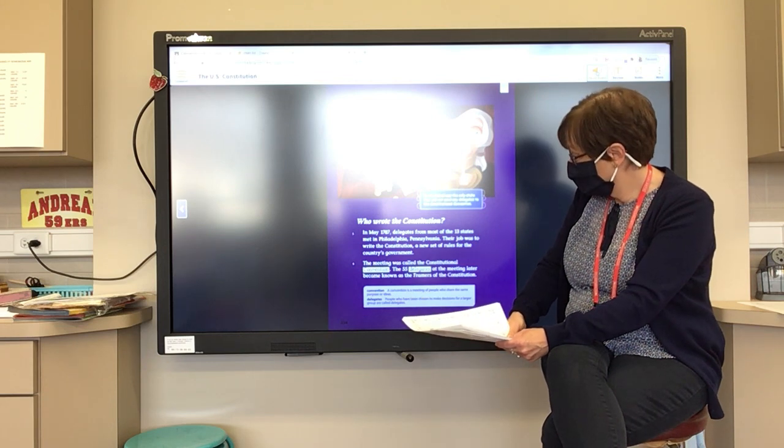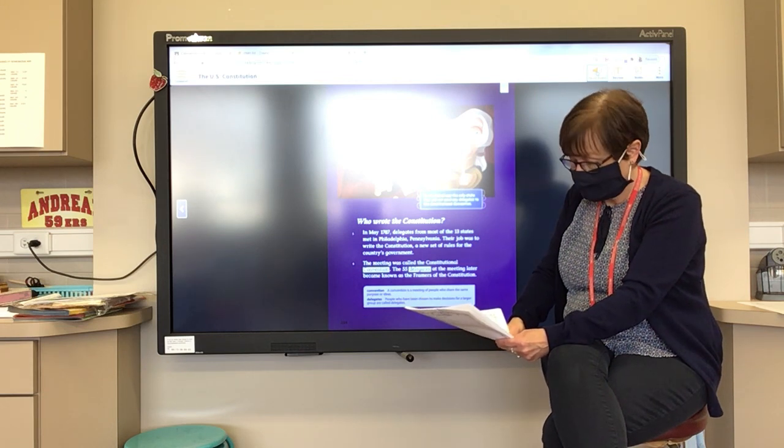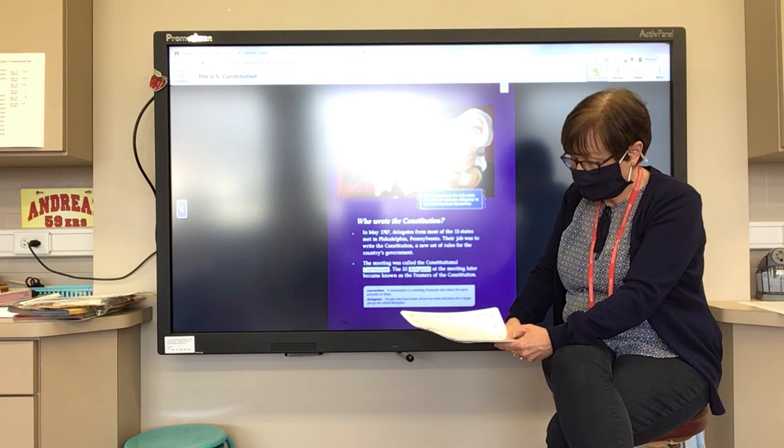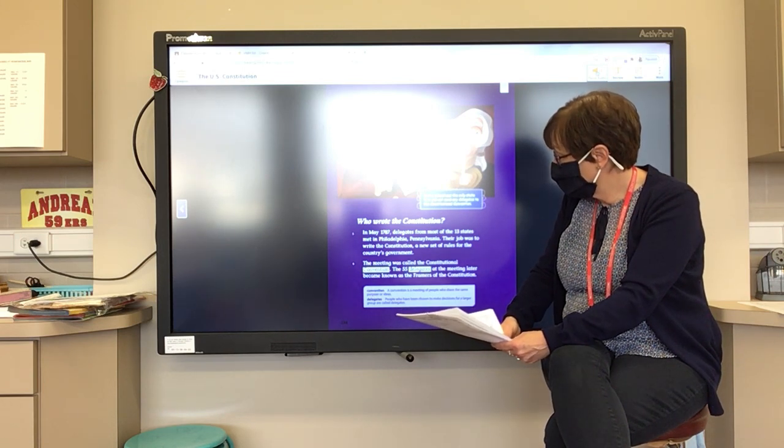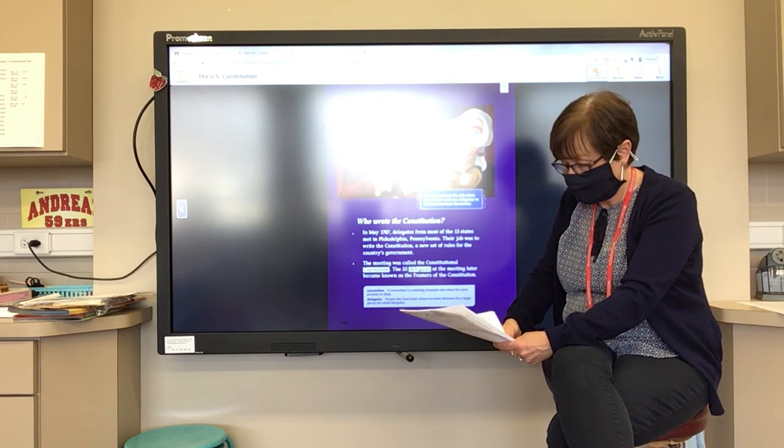Convention. A convention is a meeting of people who share the same purpose or ideas. Delegates. People who have been chosen to make decisions for a larger group are called delegates.